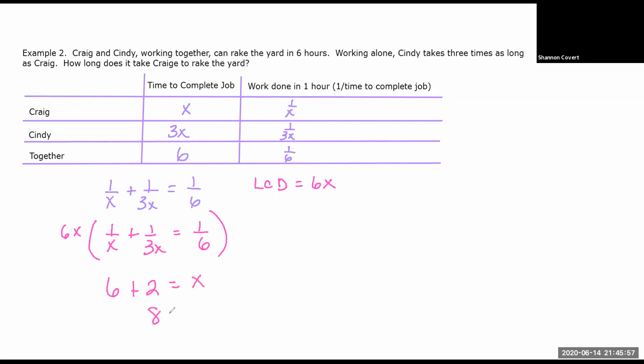6 plus 2 is 8, so x is 8. That is how long it takes Craig. Cindy takes 24, 3 times as long. It is asking me how long it takes Craig to rake the yard, so the answer is 8 hours. And yes, it is as simple as just adding 6 plus 2. As I said, these problems will be some of the easiest problems you've probably ever done.